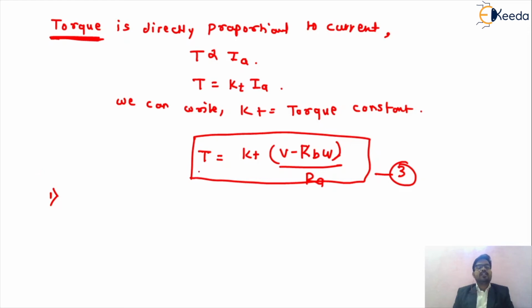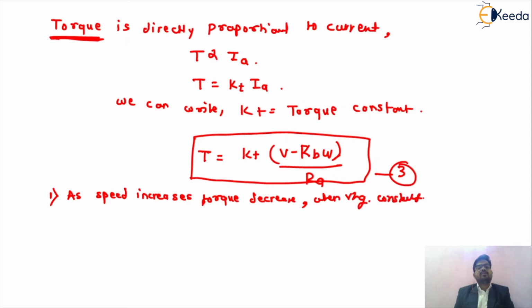If we check this torque equation, we can write down the first condition: as speed increases, the torque decreases. Why does the torque decrease? Because, as we have seen, the difference of the voltage and the speed term is responsible. If this drop increases, then obviously the value of the torque will decrease when the voltage remains constant. That would be the first conclusion.